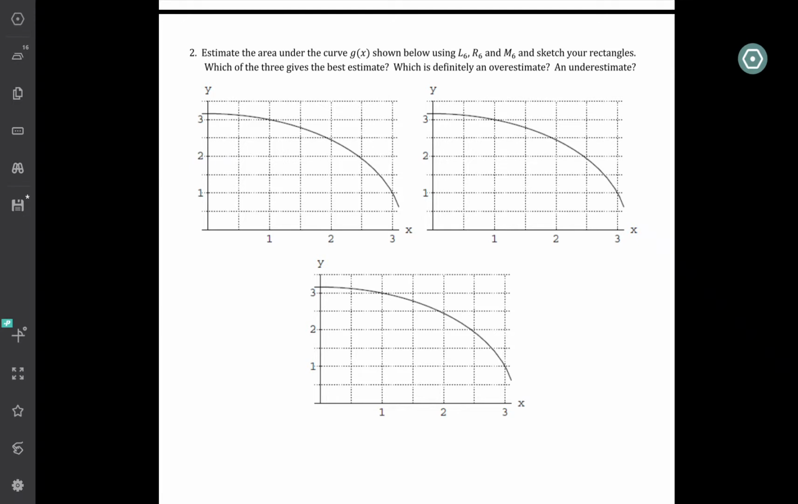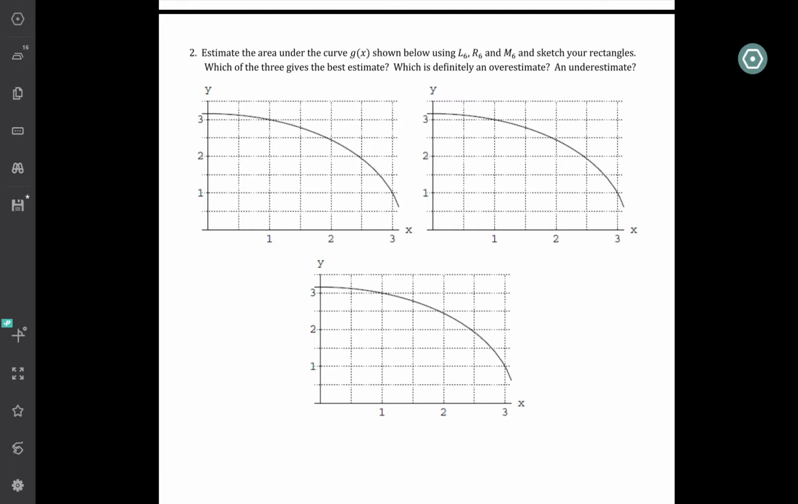Hi everyone. We're going to look at another example. This is a great one for you to try on your own. It's similar to the last one. I've just given you a little different shape to work with so you can compare and contrast what happens when your curve has a different shape and think about what's an overestimate and what's an underestimate and what does best. So I'll walk through, but definitely try this one on your own.